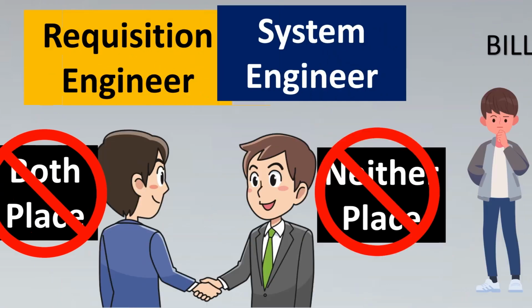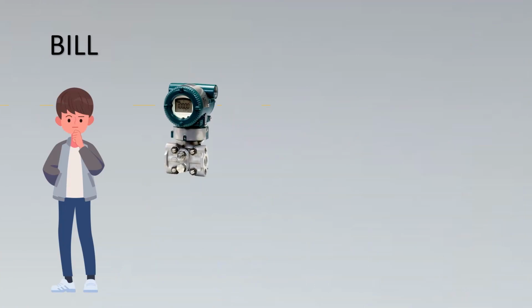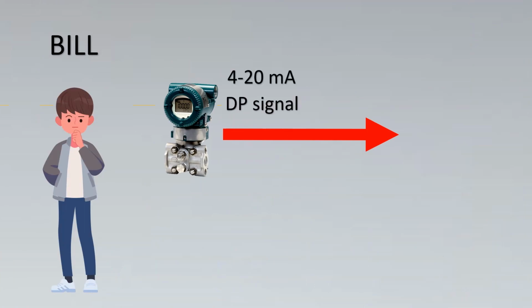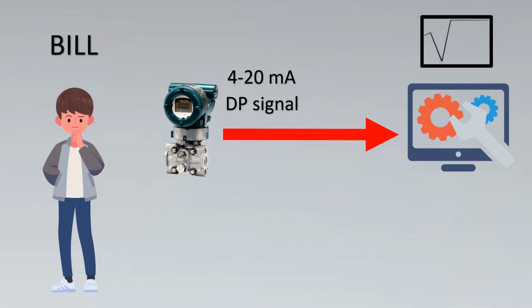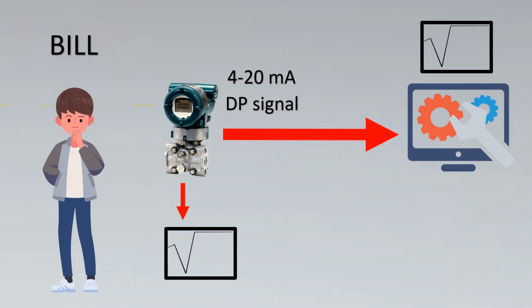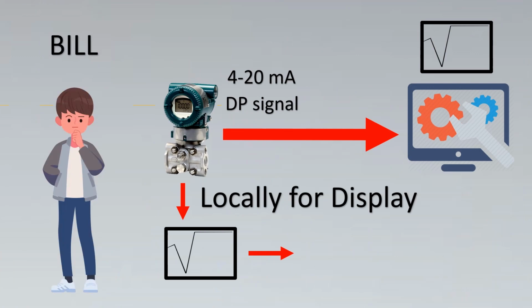Now let us look at the case of Bill. For Bill's case, where he said that the transmitter has to also give the flow locally, let us look at a workaround. The transmitter can still give only the DP signal between 4 to 20 milliamperes to the control systems, and the square root extraction can be done in the control system itself. However, we can do the square root extraction locally just for displaying the flow. Yes, this is possible, and a lot of well-renowned vendors give this particular configuration.